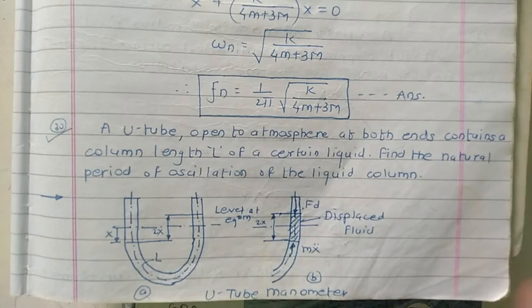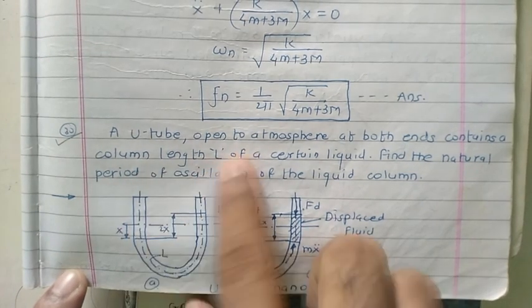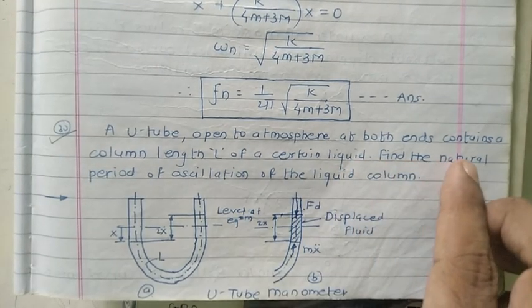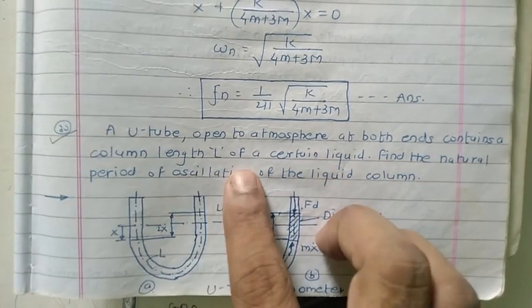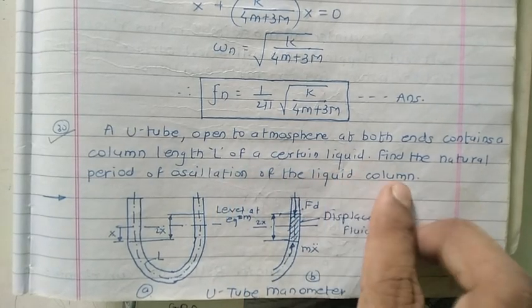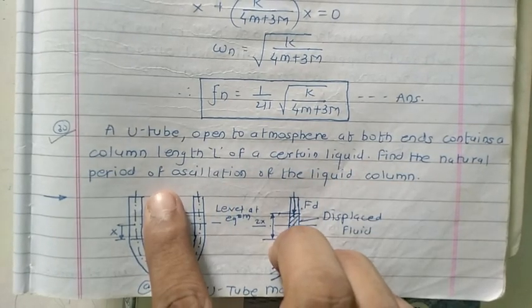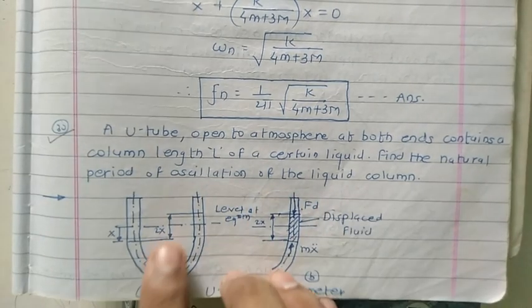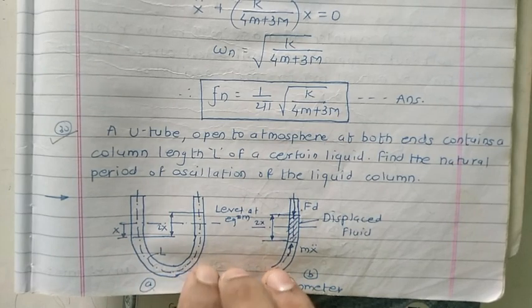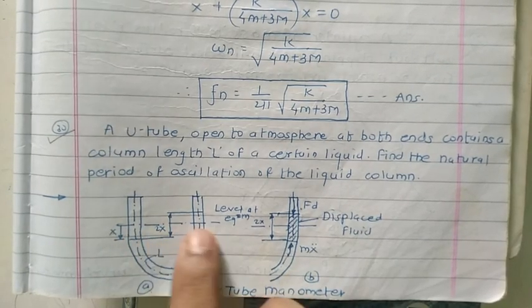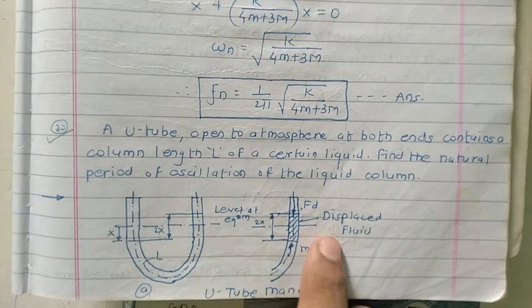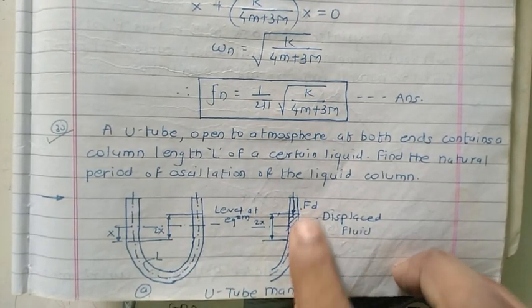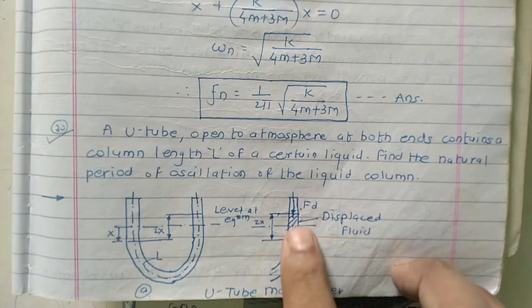So let us start. A U-tube open to atmosphere at both ends contains a column of length L of a certain liquid. Find the natural period of oscillation of the liquid column. So this one, a U-tube manometer, is given like this. This indicates the level of equilibrium. Okay, and here the displaced fluid, whose area is shown by this hatched portion.